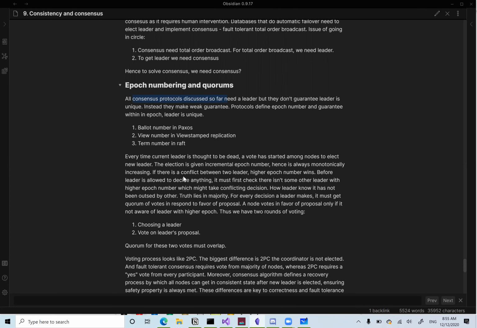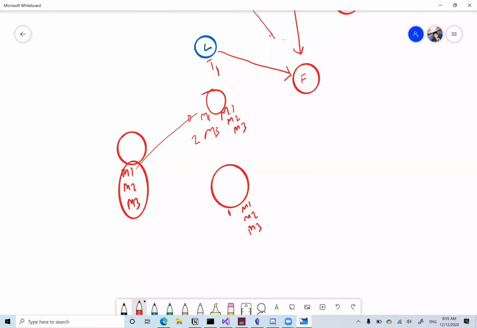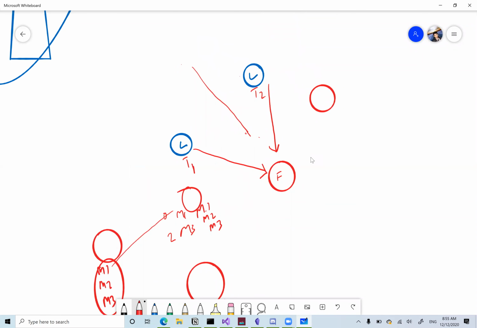Can you go back to the whiteboard? There you made a system where there was network partition between the two nodes. Here. You said that T1 can never become a leader. I think it can become a leader.